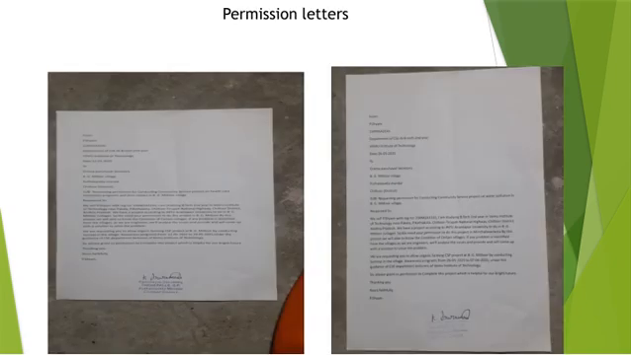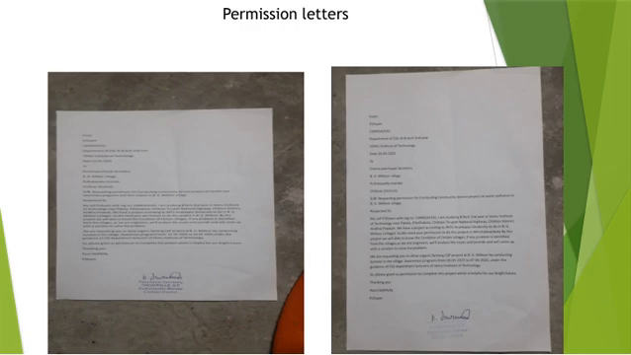Now, let's talk about permission letters. These are essential documents that grant approval for various activities or access. They serve as official confirmation that someone has the authority to proceed with a specific action. Think of them as a formal way to ensure everyone is on the same page and that procedures are being followed correctly. Permission letters help establish clear communication and accountability.